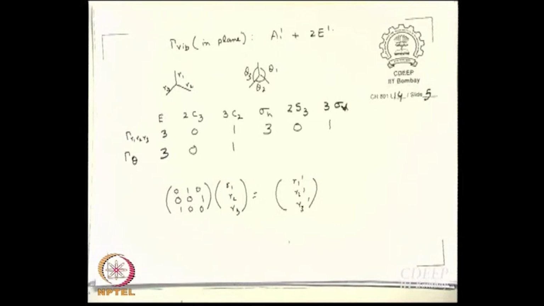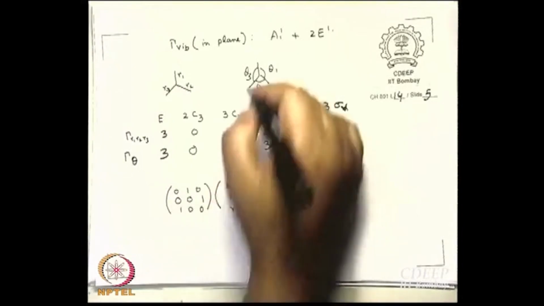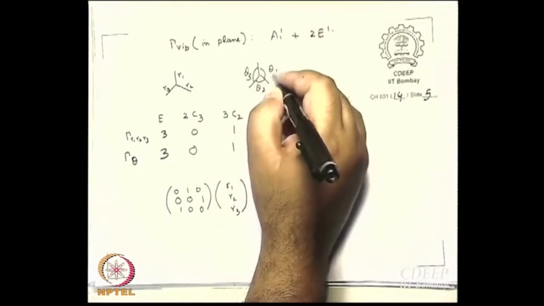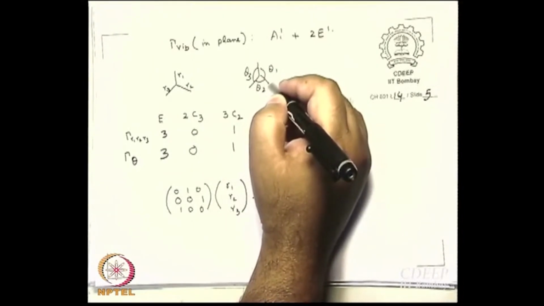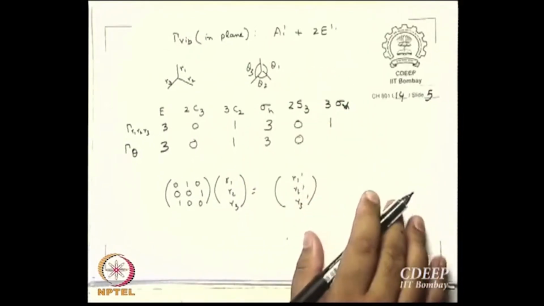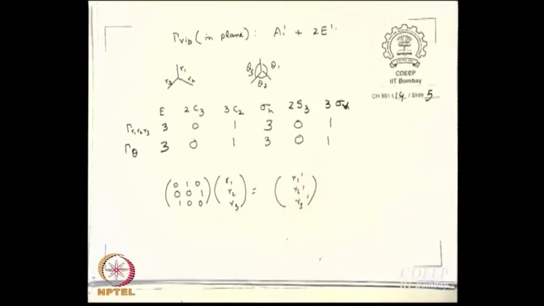What about sigma h? 3. S3, 0. Sigma v, again 1, because once again you apply sigma v, theta 1 and theta 3 will interchange, theta 2 will not. Anyway, this is 3 0 1 3 0 1.